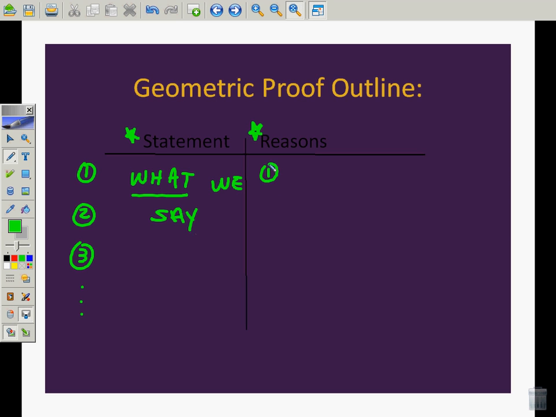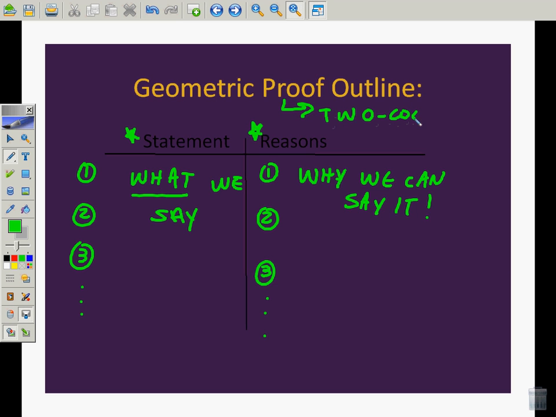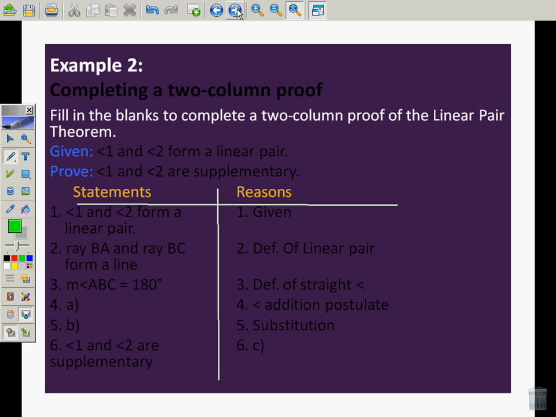And this is going to be a corresponding list of things. And these are going to be why. And this is going to be why we can say it. This is called a 2-column proof. That's called the 2-column proof because there's 2 columns, the statements and the reasons. This is the general outline with what we're going to be doing. We've already seen a couple of these maybe in the homework, but now we're going to try to look at what it actually means to have these things.